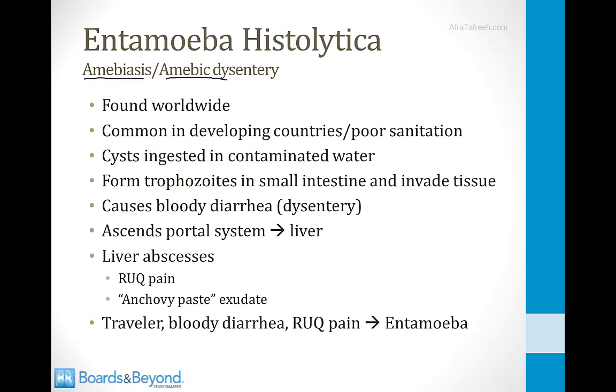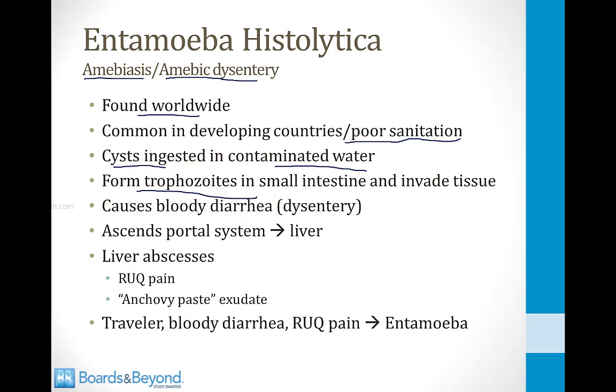Next protozoal infection is caused by Entamoeba histolytica, and this is the causative agent of amoebiasis, or it's also called amoebic dysentery. This protozoa is found worldwide, but it's very common in developing countries where people live in conditions with poor sanitation. Just like with Giardia, you get this infection by ingesting cysts in contaminated water. And also, just like Giardia, the cysts form trophozoite forms in the small intestine.